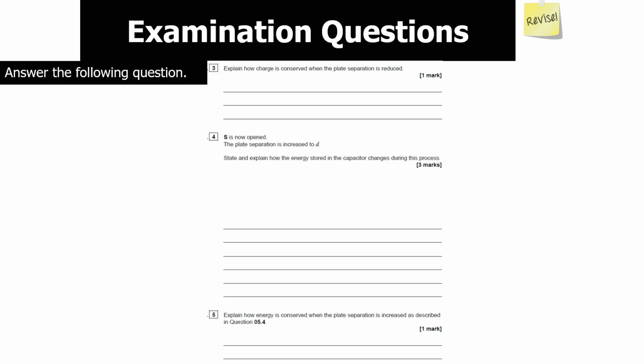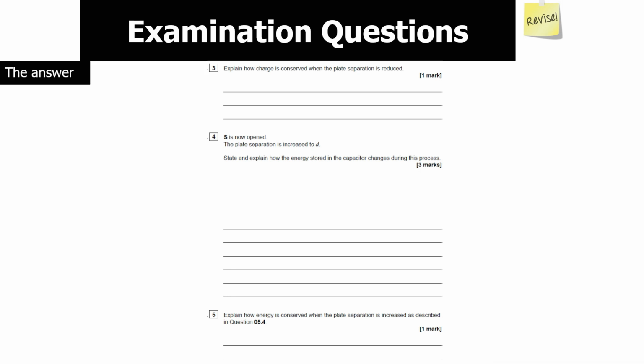Now, the next question says, explain how charge is conserved when the plate separation is reduced. S is now opened. The plate separation is increased to d. State and explain how the energy stored in the capacitor changes during this process. And then explain how energy is conserved when the plate separation is increased as described in the previous question. So pause the video now, then unpause the video when you want to go through your answer.